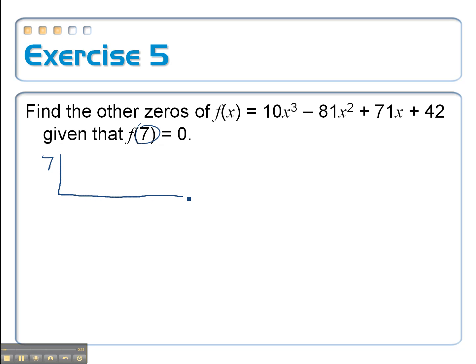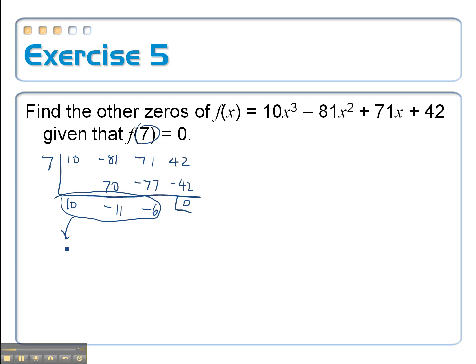Put 7 outside the box, and then the coefficients across the top. I got 10, negative 81, 71, and 42. Since I'm not missing any terms, bring down the 10, multiply it times 7, and add them up. I get negative 11. Multiply it, negative 77, add it, negative 6, multiply, negative 42, and sure enough there is a remainder of 0. So now what's left over is a quadratic.